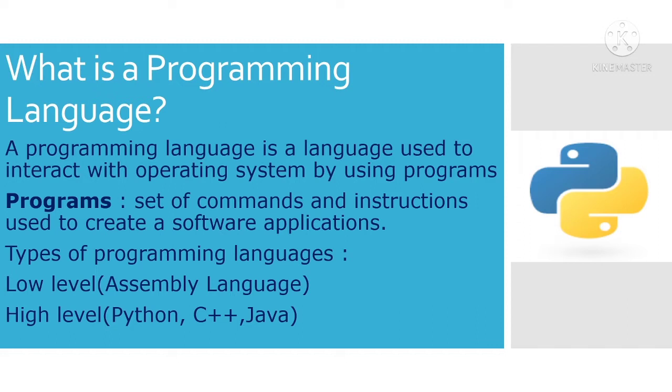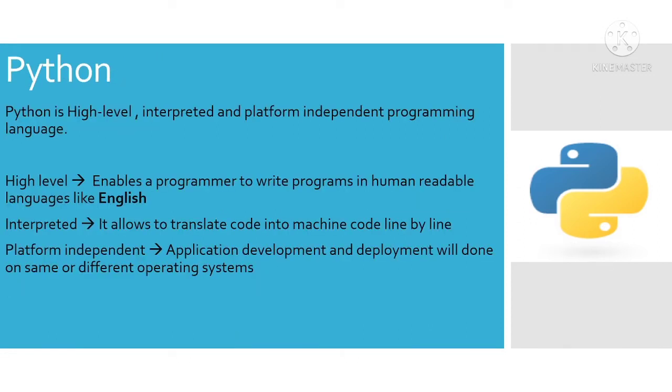And the next one is high level programming languages. You can see on the screen, Python, C++, and Java are high level languages. So let's see about the high level languages in the next slide. Python, if you see the definition, is a high level, interpreted and platform independent programming language.